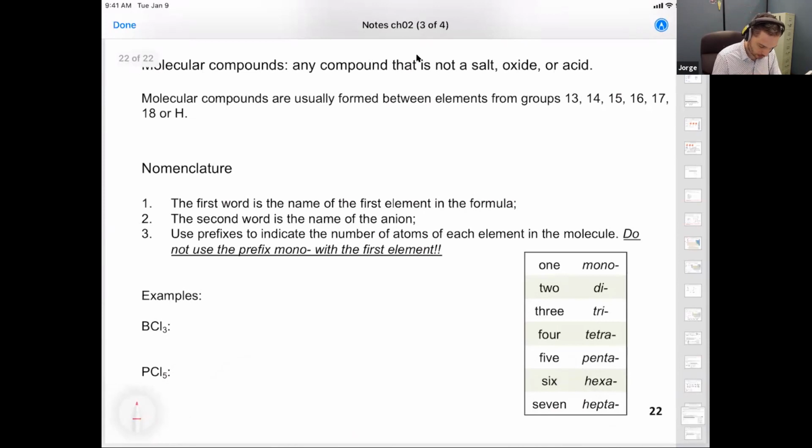So one thing here that you have to be careful is that the second word is the name of the anion, so not the name of the second element. Remember that the name of the anion, if we have a simple anion, is the name of the element with the termination IDE.